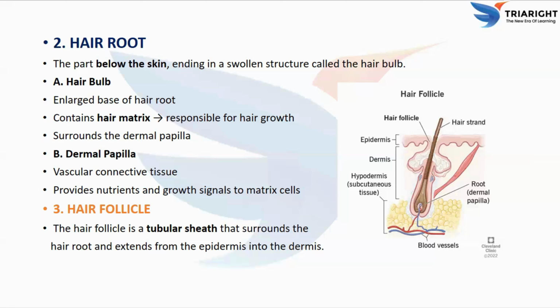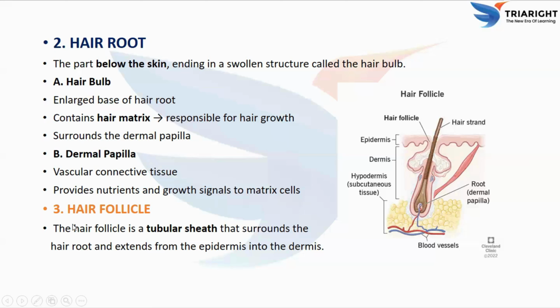If there is damage to the hair bulb, like severe burns or scarring, it can permanently stop the hair growth. Hair color comes from melanocytes in the matrix, so reduced activity gives graying. This is about the hair bulb.